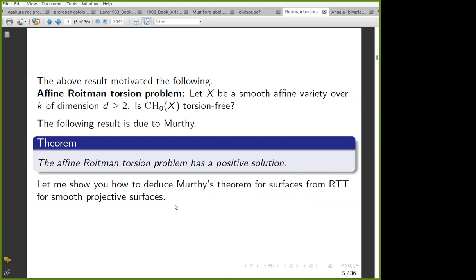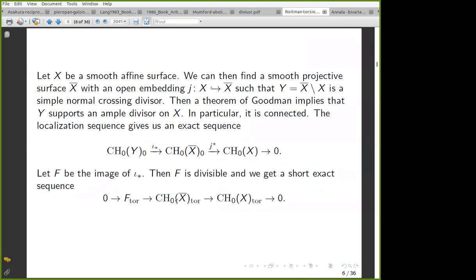So let me try to show you how you can deduce this affine torsion theorem from the Roitman torsion theorem for smooth projectives, let's say for surfaces. Just because we are going to use this later, so let me give you some idea of how to prove this. Okay, so here it goes.